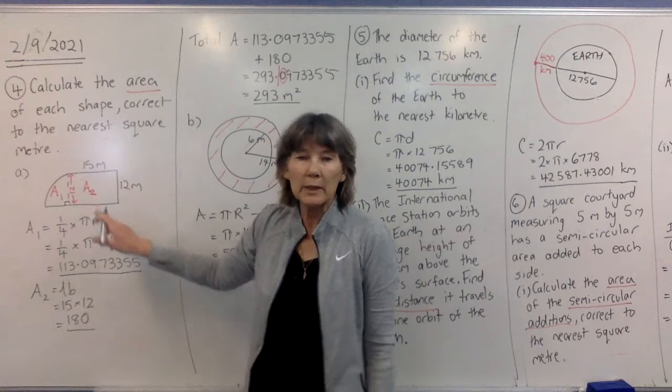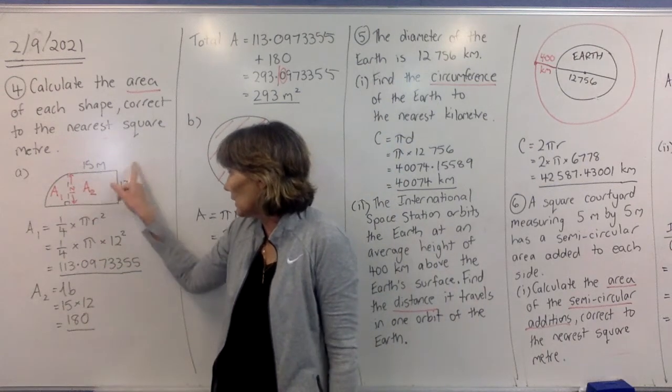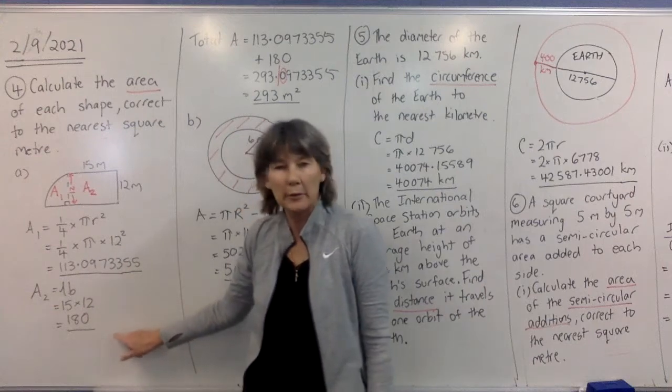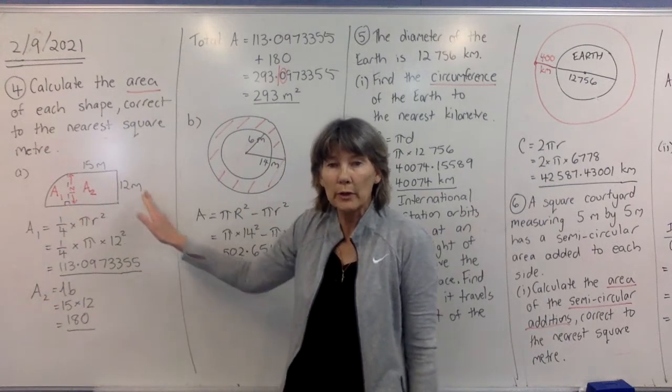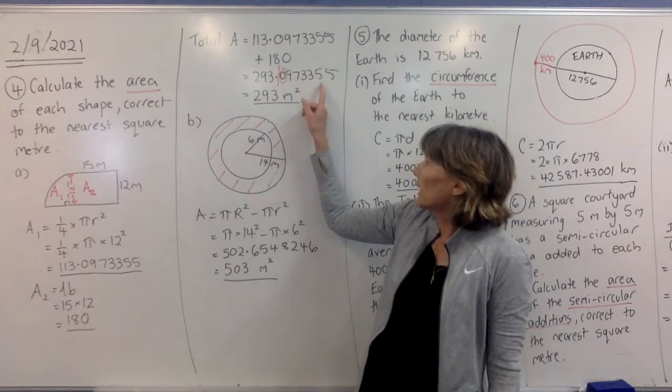Then for area 2, we're dealing with a rectangle. So it's length by breadth. So it's 15 by 12, which is 180. So we need to total those two areas together. We total the areas together and we get that answer.